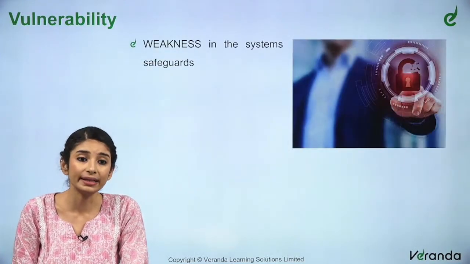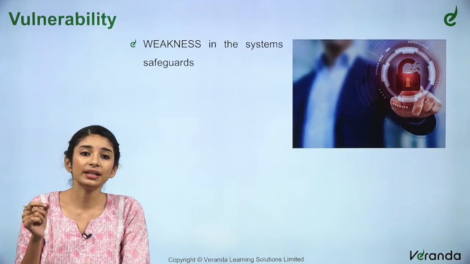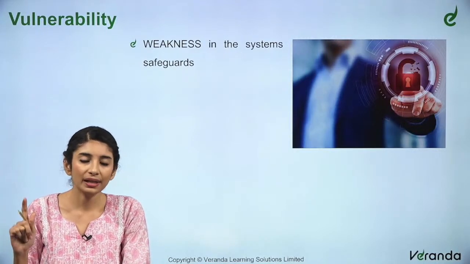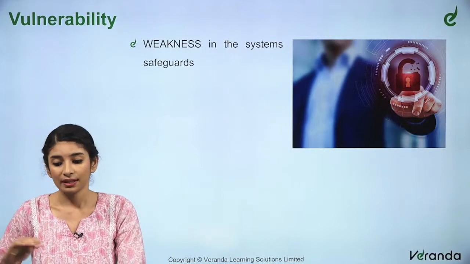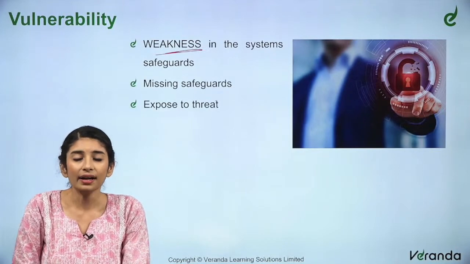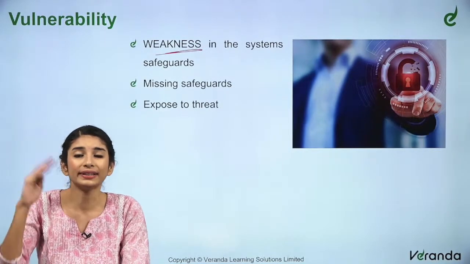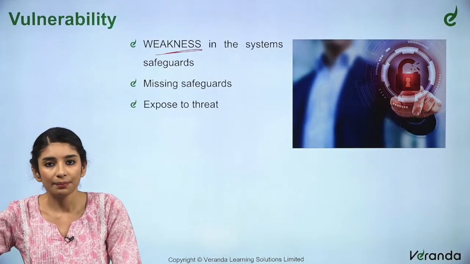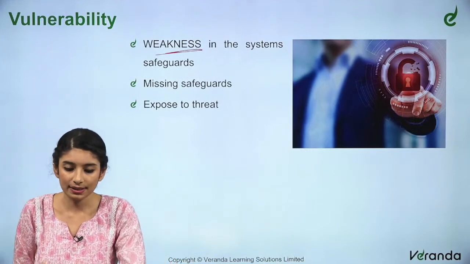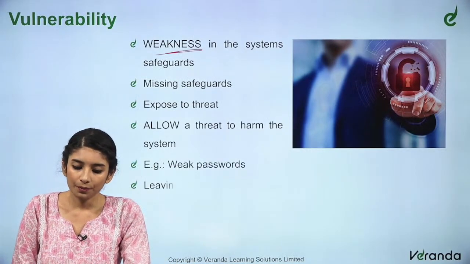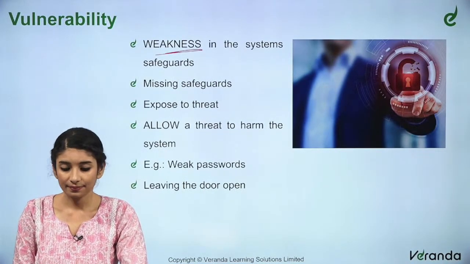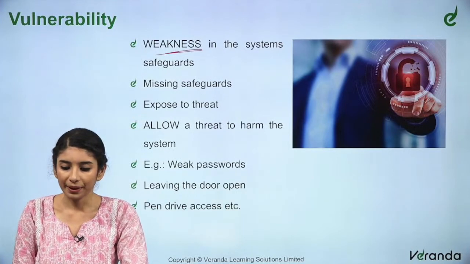Next is vulnerability, missing safeguards. Vulnerability means, for example, I stay in a house which has no lock on the door, no alarm bell. So, vulnerability means missing safeguards, things that are weaknesses in the system. And a vulnerability exposes my asset to threat. Clear? A vulnerability means a missing safeguard exposes my asset to external threats. Weak passwords, like 123456, PASSWORD, leaving the door open, pen drive access, all of that.